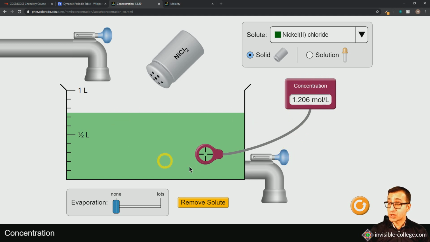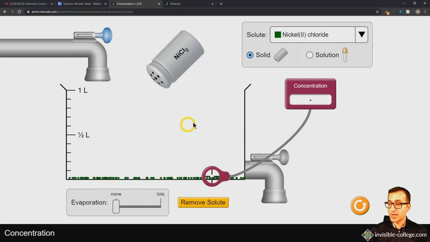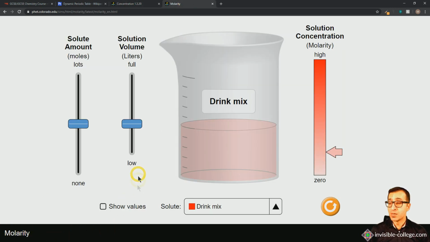If I pour off the solution, we can see that the concentration remains the same. The volume of the solution is decreasing because I'm losing the solvent and the solute. Now, if I evaporate this solution, we can see here that as the solution evaporates, we're not losing the nickel chloride, we're losing the water. And so as the solution evaporates, the concentration increases until eventually you're just going to be left with nickel chloride crystals here. So this simulation gives you a sense of what we mean by concentration. Now there's another simulation which is entitled molarity, which is similar. It gives you again a sense of what we mean by molarity.